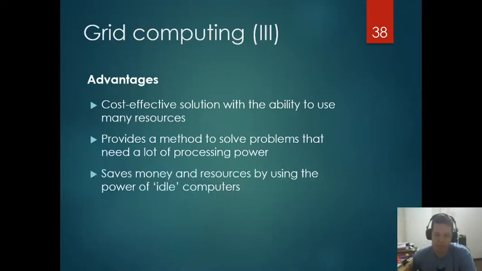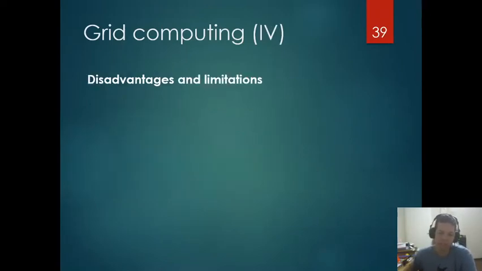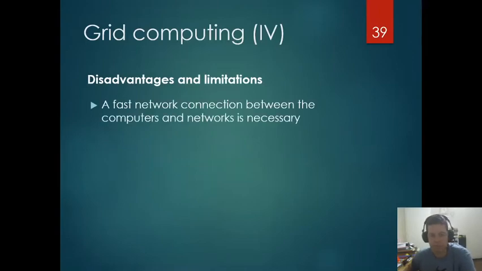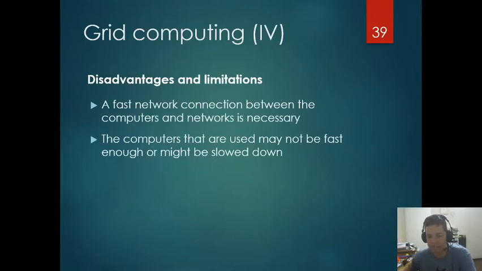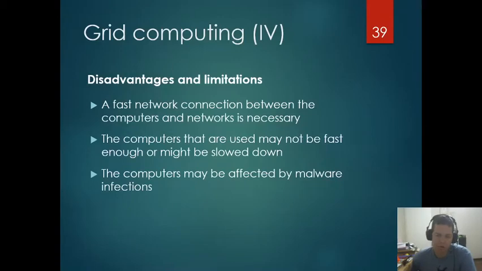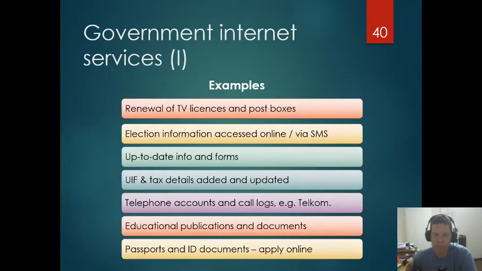Your computer's probably on anyway, so it's already using up power, so you can make it actually do something for you. The problem is that you are limited by the speed of the network between these, so you're limited by internet speed, and some of the computers might be bogged down by everyone else, or some of the computers in the network might be infected by malware, as we're going to see as well.